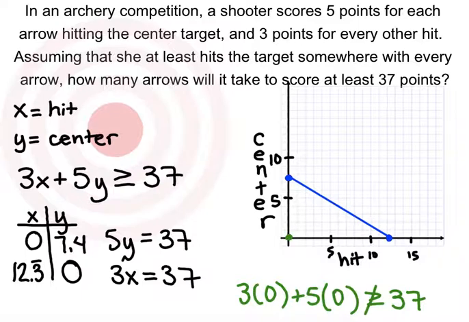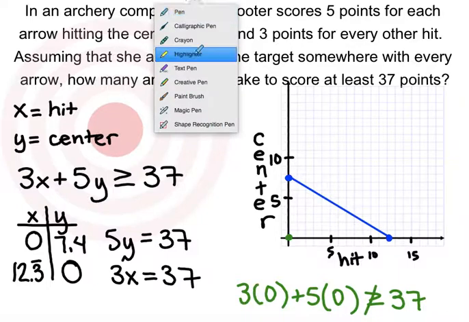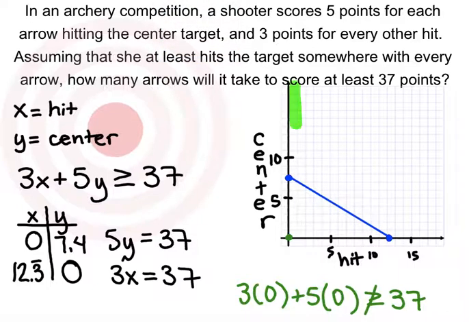Now, if you notice 0, 0 is down the left, so we're not going to shade that region. We're going to shade up and to the right. So my feasible region is everything above that line. So what this is telling me is if my person gets any ordered pair number of shots, whether it hits the center or just hits the target in general, I'll have at least 37 points.